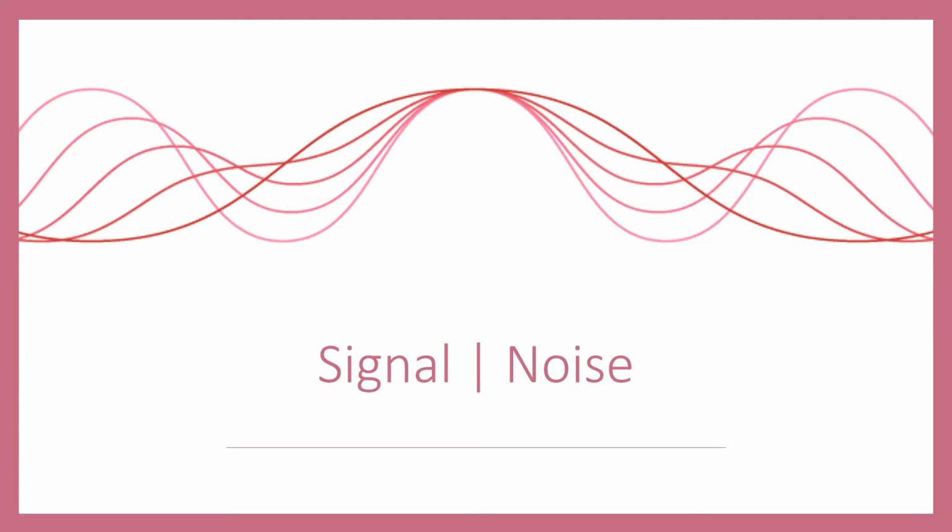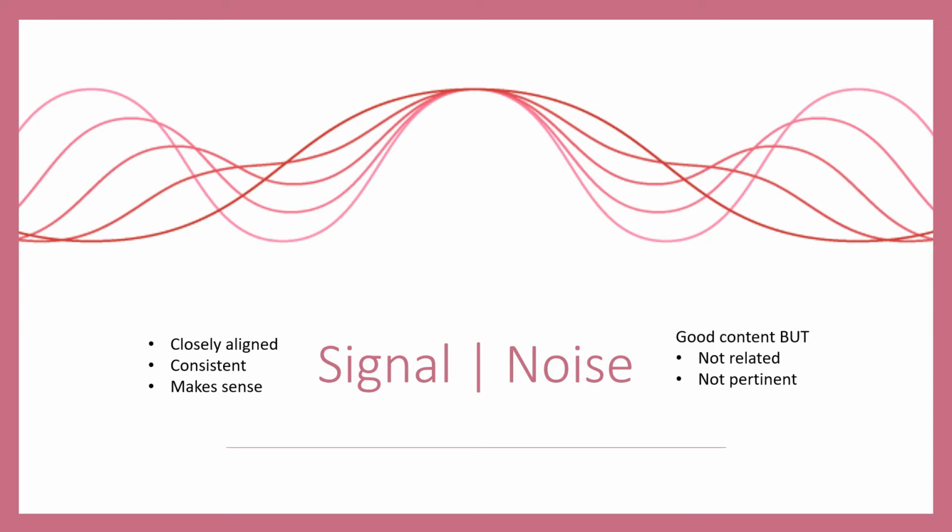We all know the difference between signal and noise. Let's implement the same concept in our presentations. In step 1, we formed our thread. We now have to check whether it's our signal or noise. What that means is if our content is closely aligned, consistent, and makes sense, which puts it in the category of signal. But if it is good content, but not related to the topic or not exactly pertinent to the entire theme, then we label that as noise.